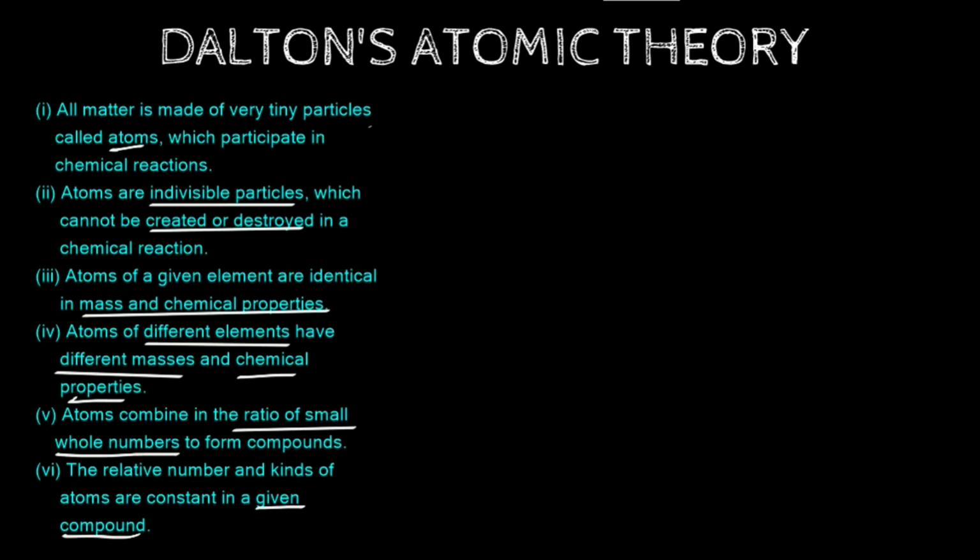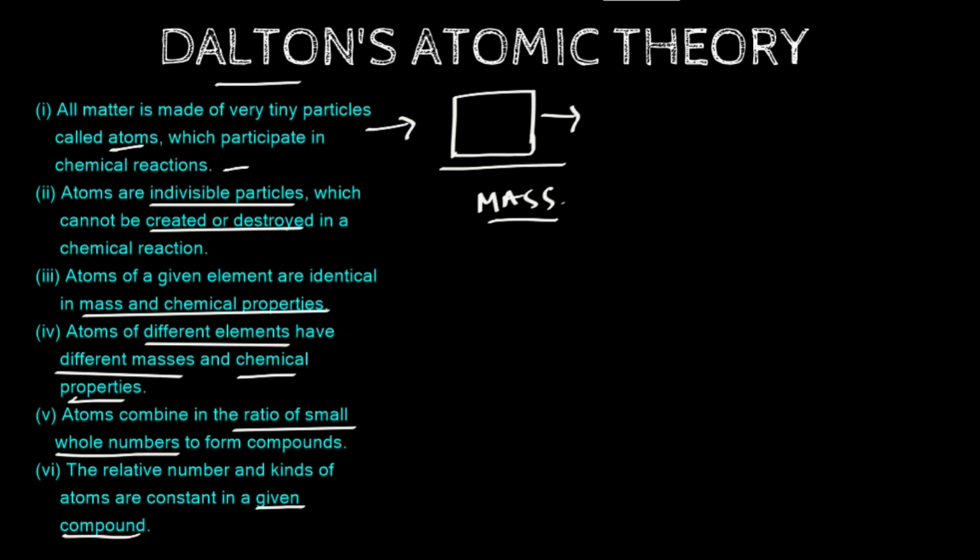Let us try to understand in each postulate what Dalton is trying to tell us. First of all, matter is made up of very tiny particles called atoms, which participate in a chemical reaction. If you take any matter, what is the meaning of matter? Matter means anything which has mass and occupies space. That thing is called matter. All matter is made up of very tiny particles called atoms.